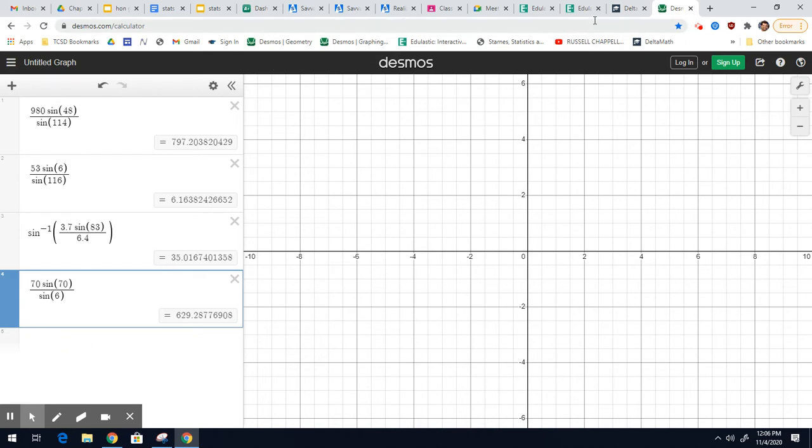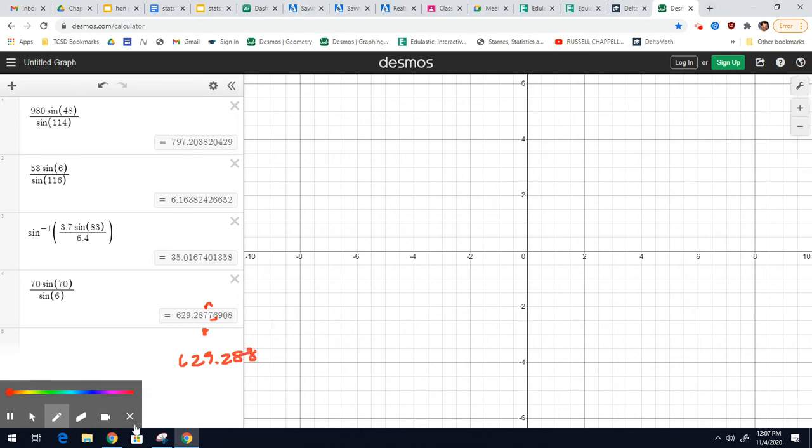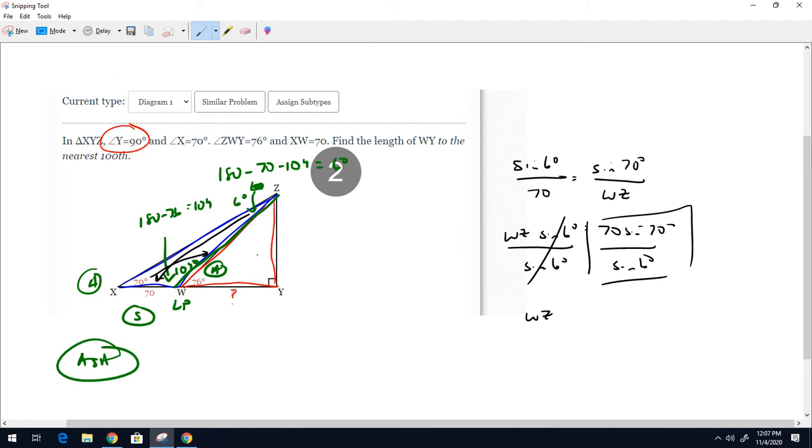Don't round too early. Okay? So I'm going to come right to here, and I'm going to cut it off at 7. I'm going to round this up to an 8. So 629.288. That's what I'm going to say that side is. That seems really long, but this was 70. It seems very long, though.